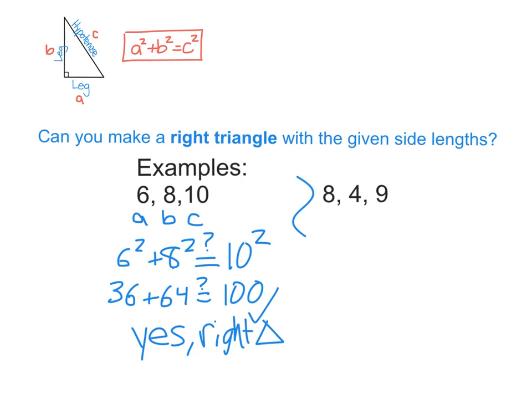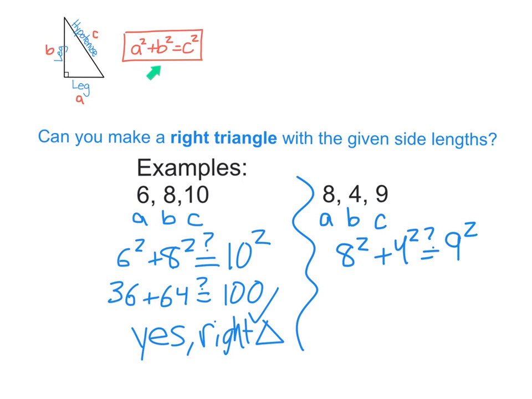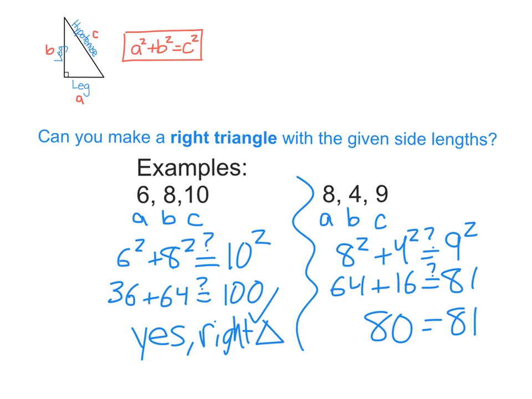Let's do a second example. I again am going to label my two shorter sides A and B, and my longest side C. And I want to know if 8 squared plus 4 squared equals 9 squared. Because if this is a right triangle, which is what it's asking, then A squared plus B squared must equal C squared. Remember that these do form a triangle, and I know that because the shorter sides, 8 plus 4, or 12, is greater than 9. But I'm asking if this forms a right triangle, in which case my relationship has to hold. I get 80 equals 81, so I do not have a right triangle.